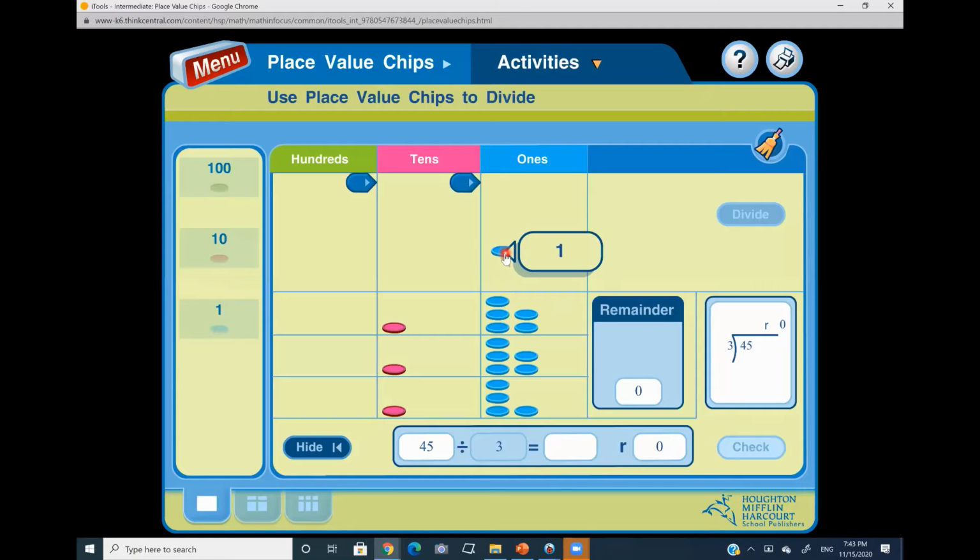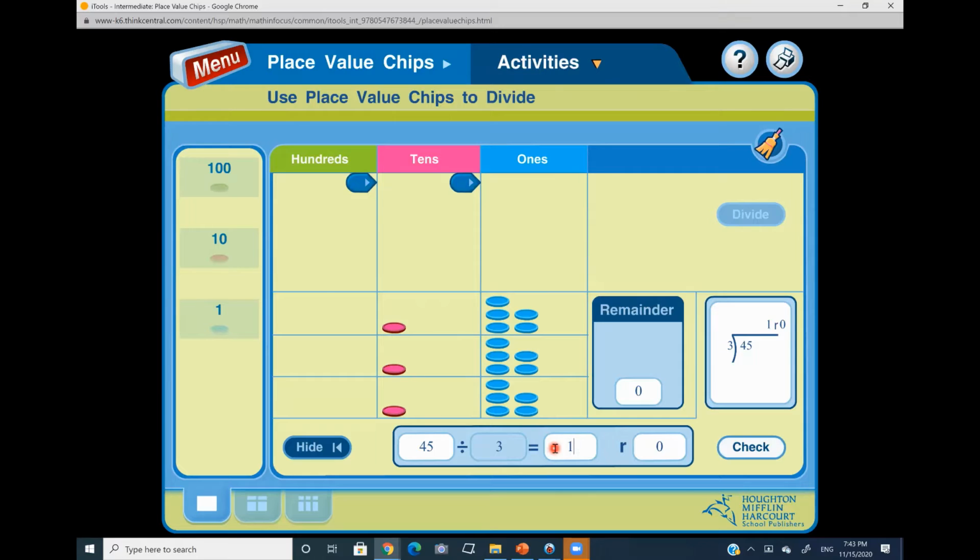And remember, dividing is about making equal groups. So if you notice, now I have 10 and 5 is 15. So this group has 15, this group has 15, and the last group has the same number, which is 15. So 45 divided by 3 is going to be 15.